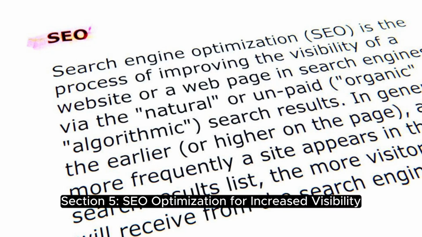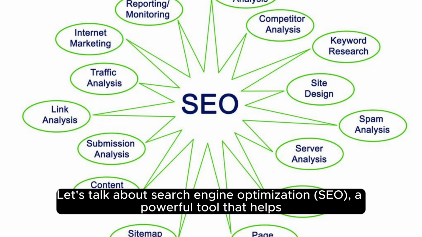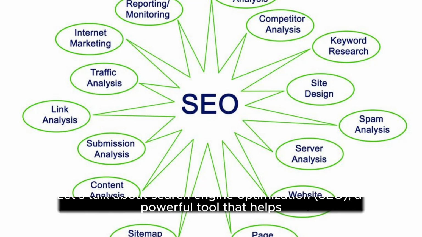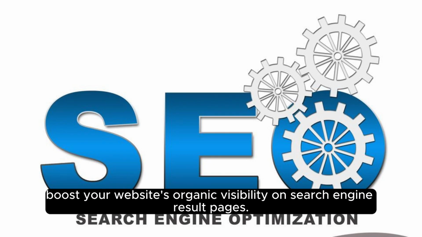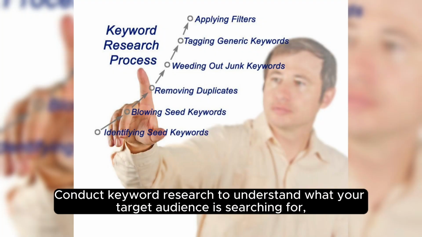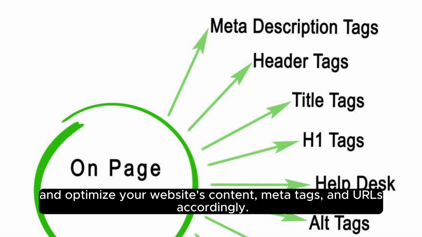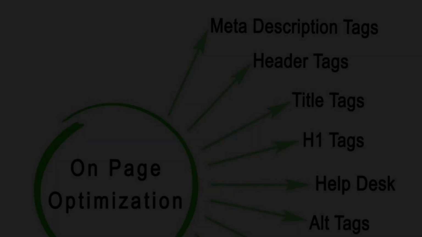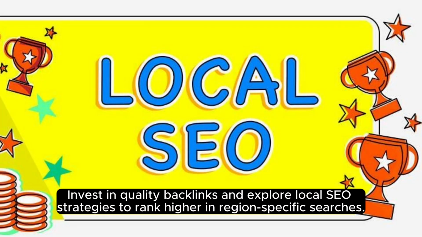Section 5. SEO Optimization for Increased Visibility. Let's talk about Search Engine Optimization, SEO, a powerful tool that helps boost your website's organic visibility on search engine result pages. Conduct keyword research to understand what your target audience is searching for, and optimize your website's content, meta tags, and URLs accordingly. Invest in quality backlinks, and explore local SEO strategies to rank higher in region-specific searches.